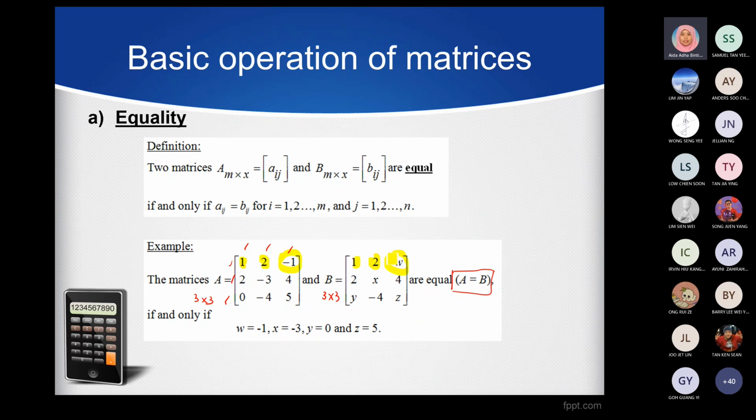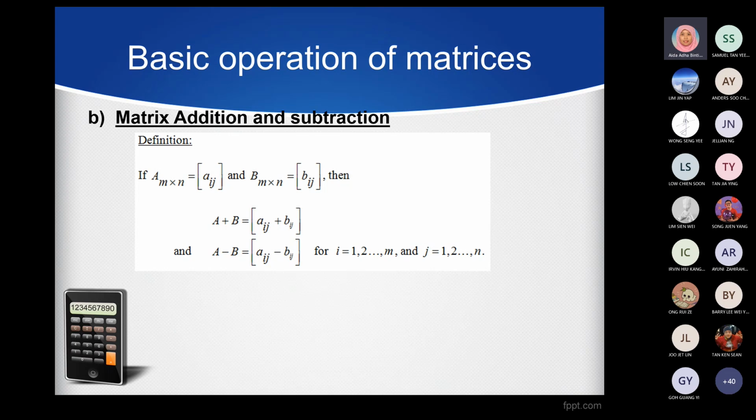What is W? For sure, the W here is negative 1. So this is the same thing. What is your X? Your X here is negative 3. So what is your Y here? Your Y here must be 0. What is your Z here? It must be 5 here. So this is just the equality.